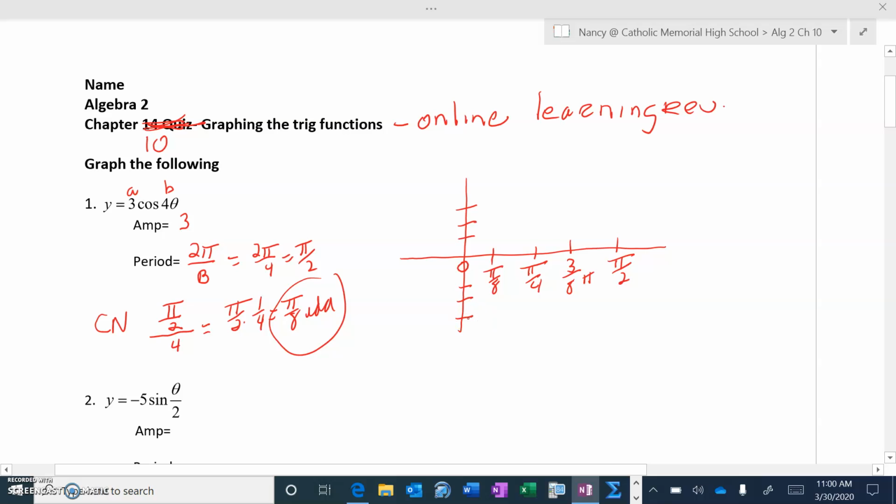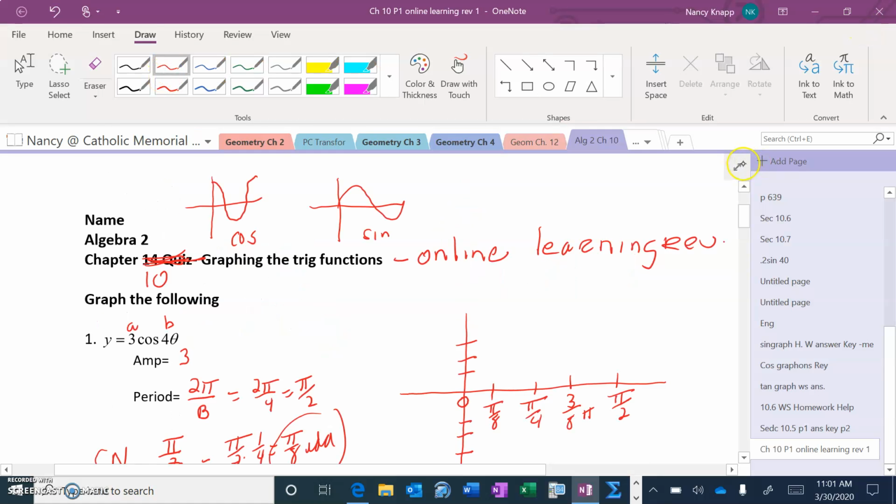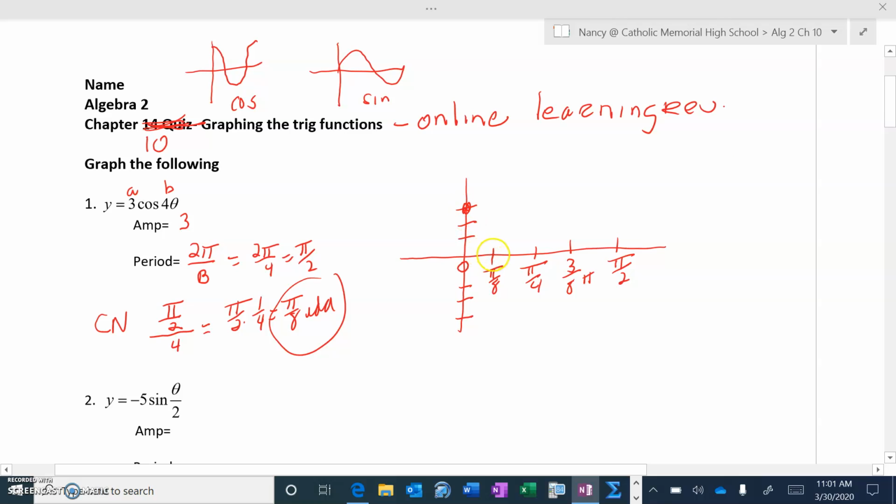I'm graphing the cos. The parent graph for cos, if you remember, looks like this. This is the parent graph for cos. This is the parent graph for sine. So I'm simply going to start up. We're going to graph the cos graph. We're going to start at an amp of 3. And if my pen will work again, I start at an amp of 3, then I go to 0, then I go down to the lower amp, and then I go back to 0, and there is my cos graph.